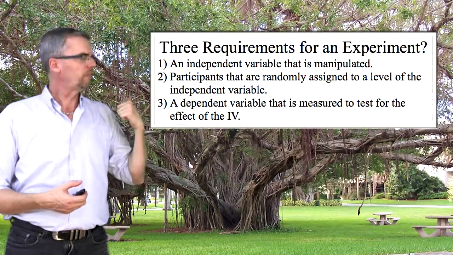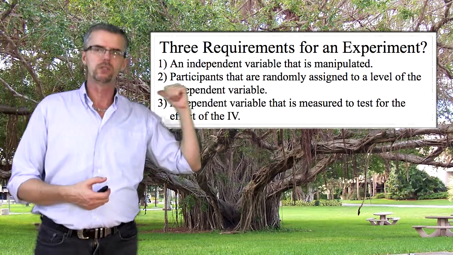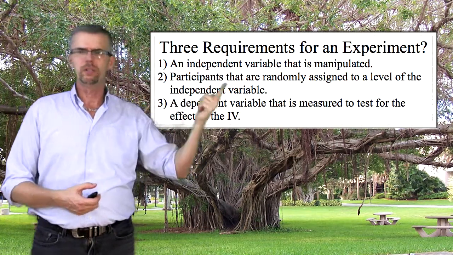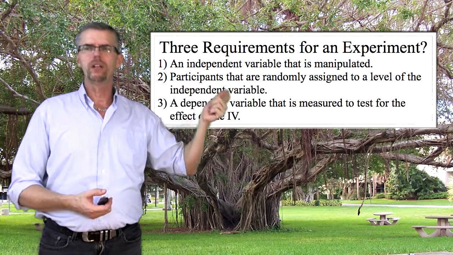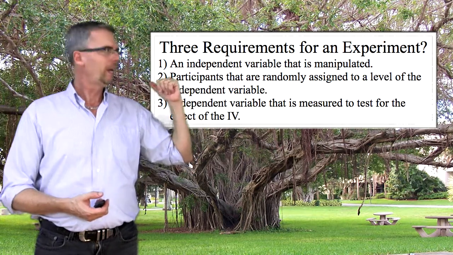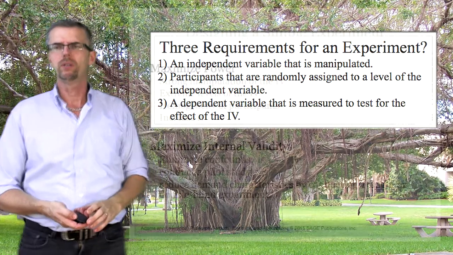There are 3 requirements then for an experiment, and this is only for the third of the 3 options that we just covered: there is an independent variable that is manipulated, participants are randomly assigned to a level of the independent variable, and a dependent variable is measured to test for the effect of the independent variable.